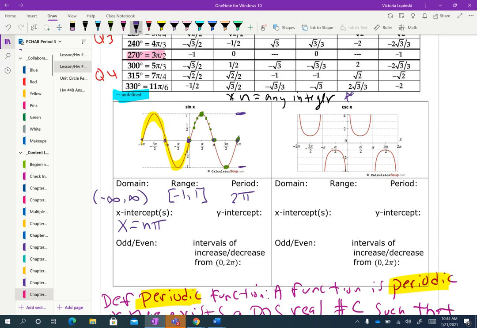When it comes to the y-intercept, there can only ever be 1 at most. So in this case, it's 0, 0.